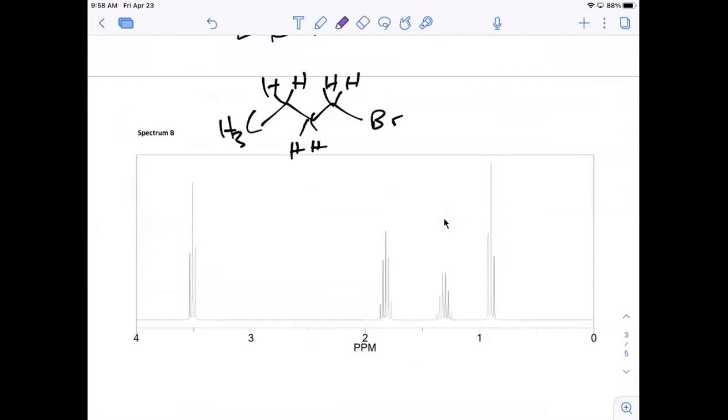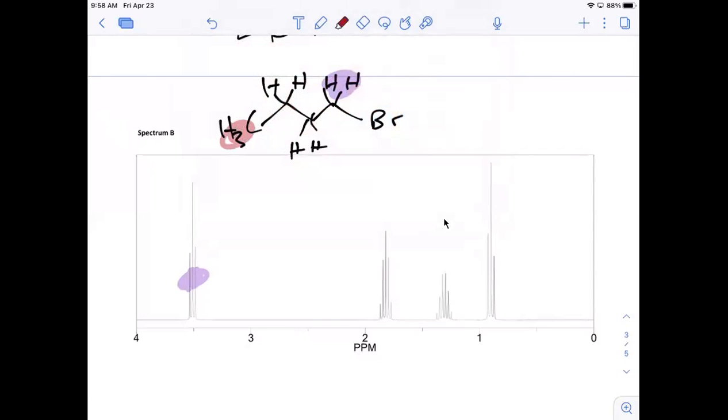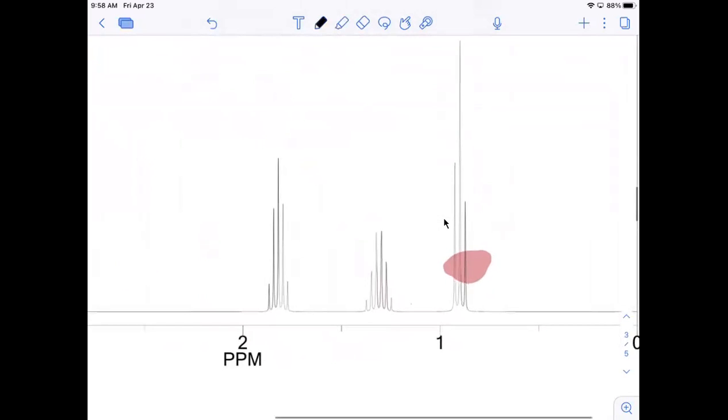Which triplet would be furthest downfield? The one closest to the Br, so the protons next to the Br, right here. And then this triplet here will be upfield, because that's got two neighbors also. That's going to be this one. The other two you can see: one of them is a pentet, there are five lines right there, and one is a sextet.